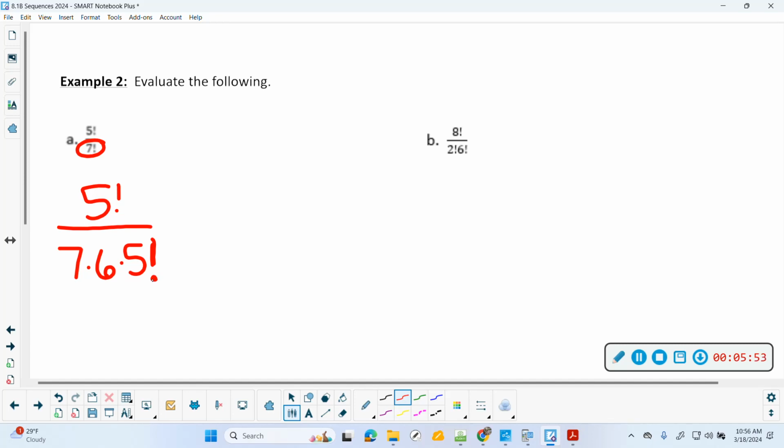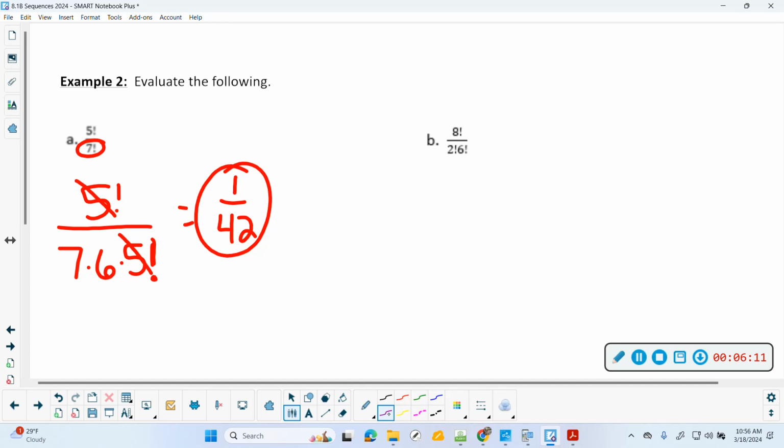Why did I stop there? Because it's on the top. 5 factorial's on the top, we can cancel them. So what is your final answer without a calculator? 1 over 42. And like I said, you could type that one straight in your calculator, but I can't for C and D, so I'm using the same method.